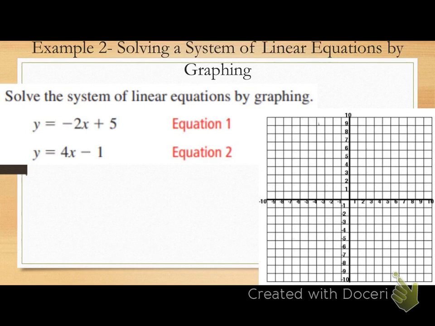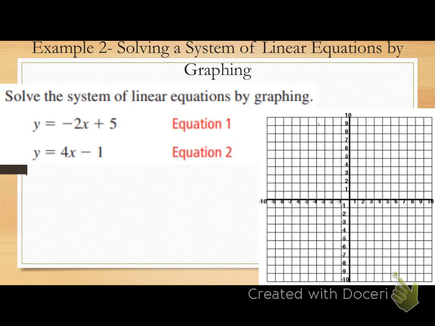y equals negative 2x plus 5. y equals 4x minus 1. What form are these equations in? Slope-intercept form. y equals mx plus b, right? That's pretty nice because we can just use our slope and y-intercept to graph our two lines.